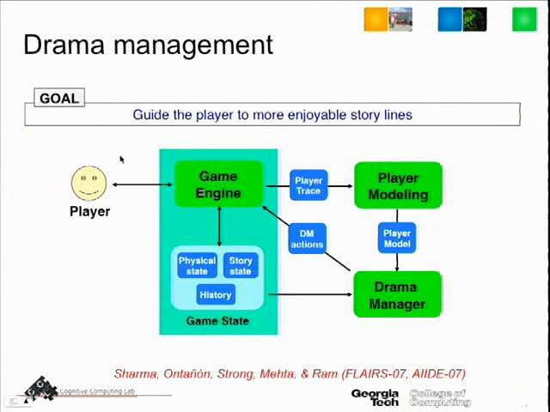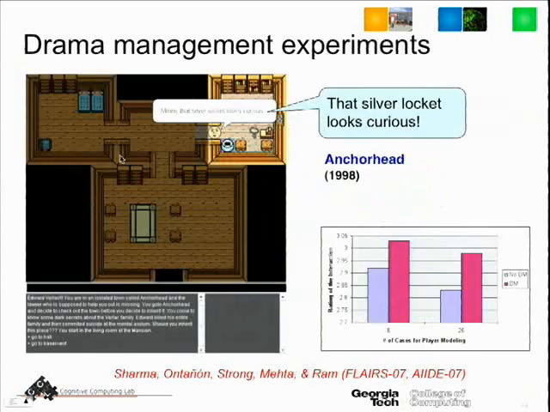We've also looked at what's called player preference modeling using drama management. The goal here is not to change the game, but to gently guide the player towards more enjoyable parts of the game. So we have the game engine interacting with the player, and the game engine is generating a trace that is fed to a player modeling engine, which is then used by the drama manager to decide how to interject actions into the game.